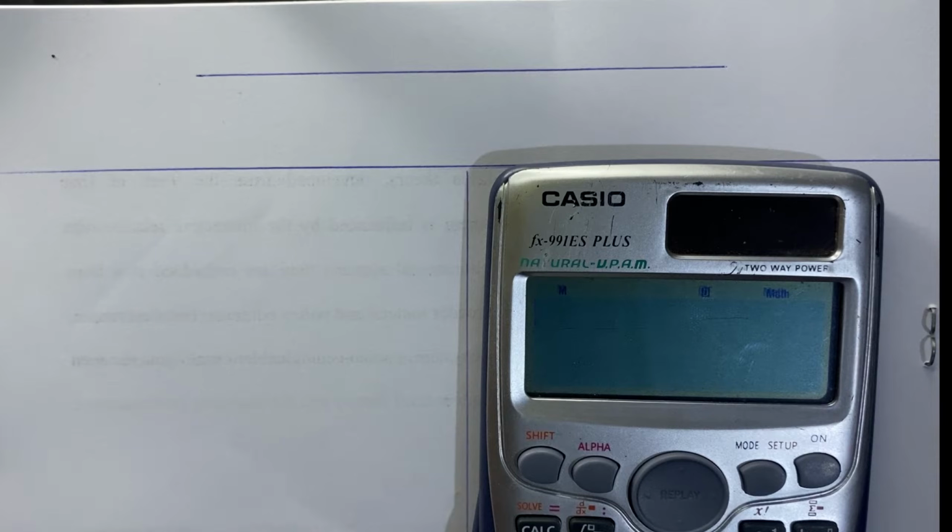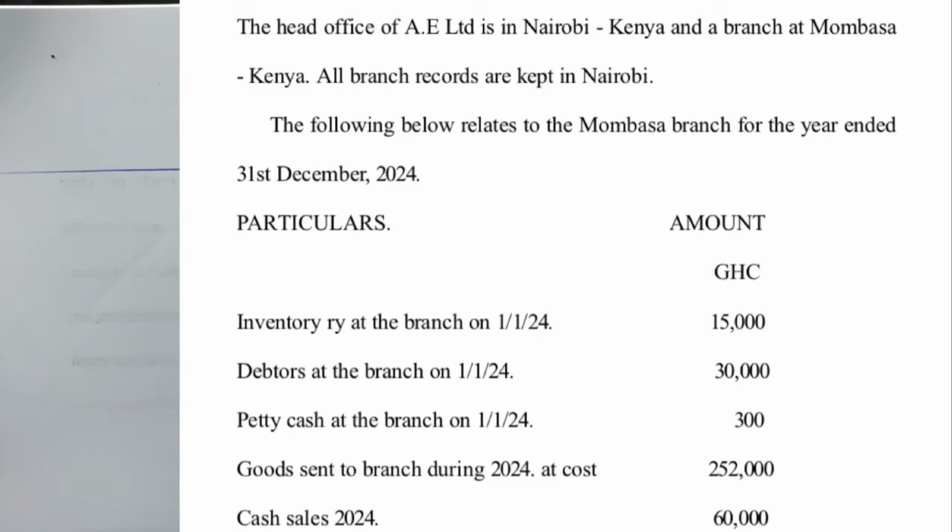Now, let's quickly go through the question together and let's see how best we could solve this question. The head office of A Limited is in Nairobi, Kenya, and a branch at Mombasa, Kenya. All branch records are kept in Nairobi. The information below relates to the Mombasa branch for the year ended 31st December 2024. We have particulars and the amount.